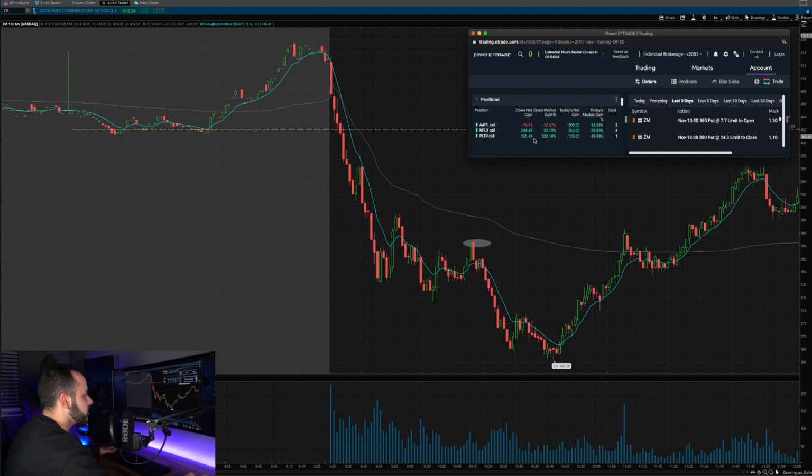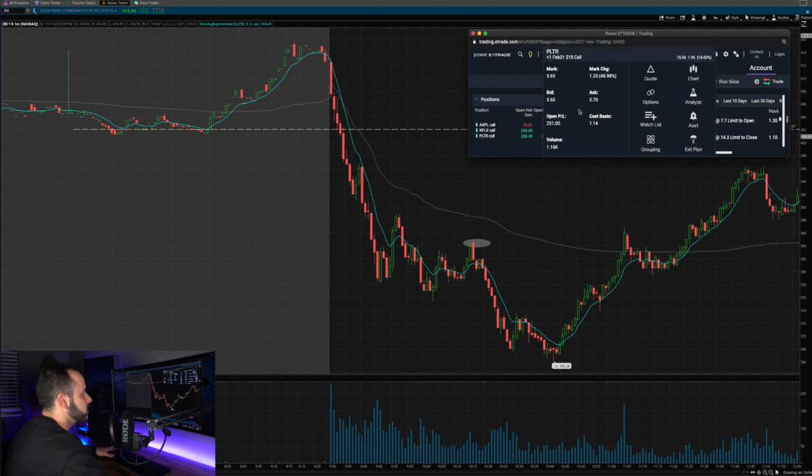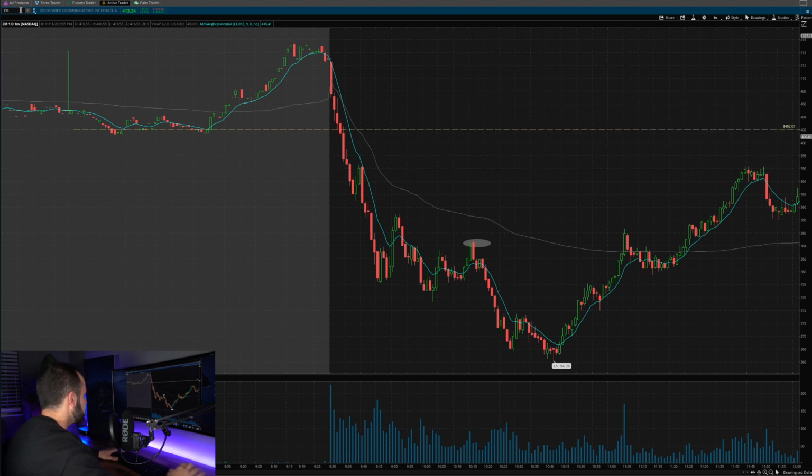And then Palantir, you guys have seen that I'm already in these. Today was a great day for Palantir. These options are up 220%. These are February 15 calls, so I'm really happy with the performance of these right now, and I'm going to continue holding these. But back to Netflix, I want to show you guys what I saw on Netflix and why I got into these call options.